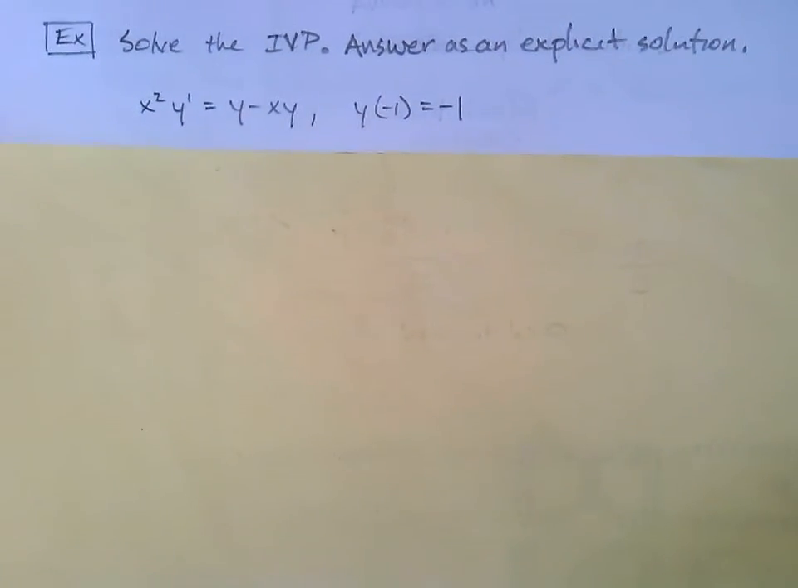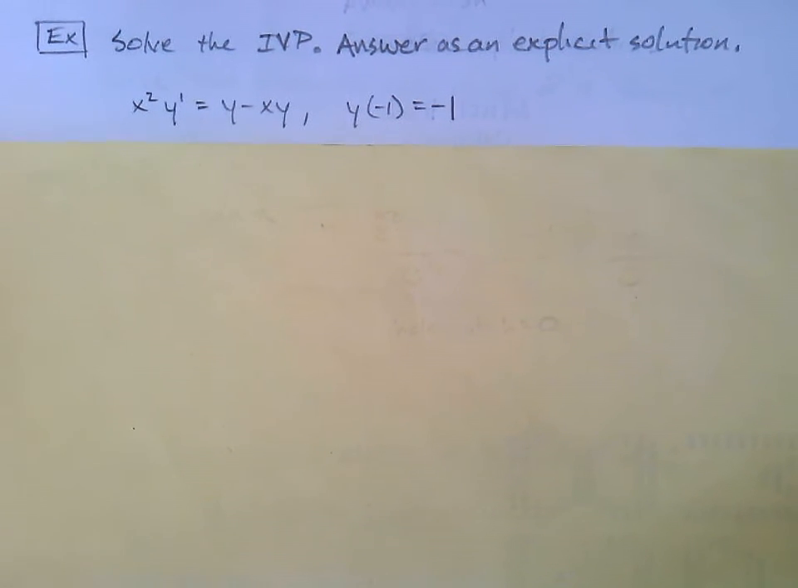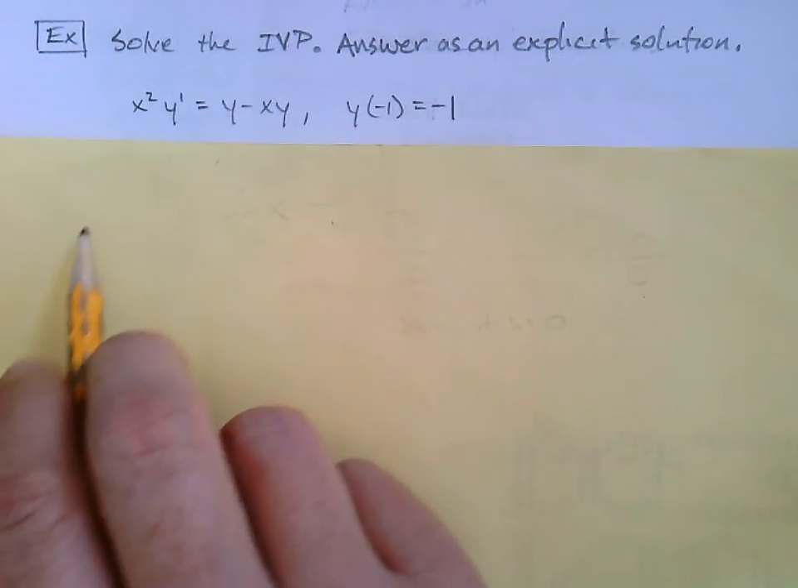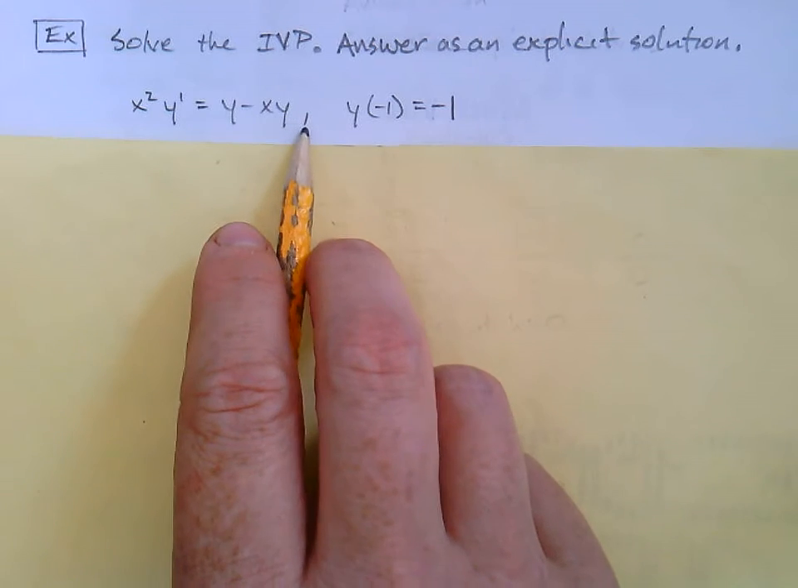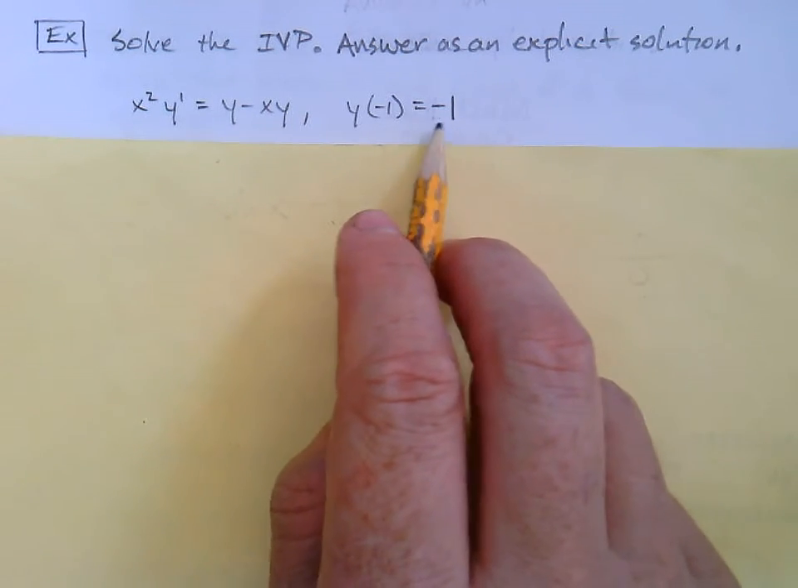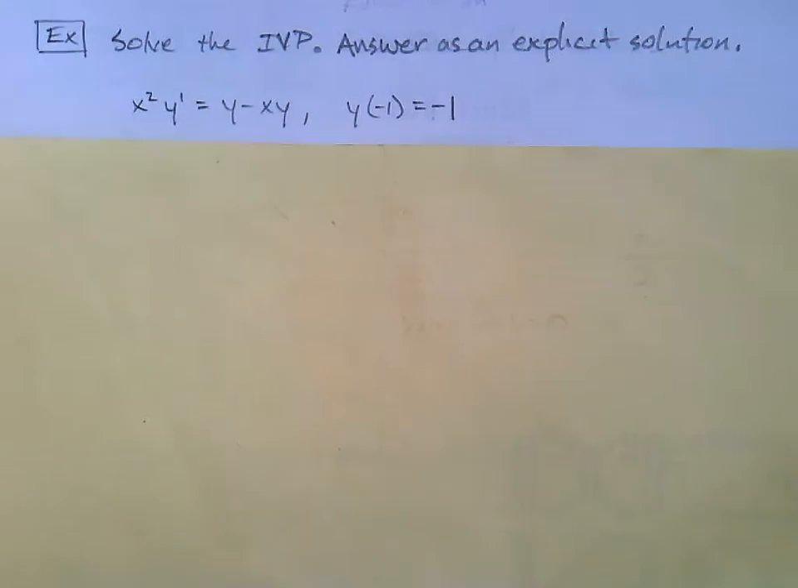Okay, let's keep going. As a matter of fact, here we go. This example asks us to solve the IVP. Remember, that's the initial value problem. And we will answer as an explicit solution. Now, this is the way differential equations and their initial conditions are usually presented. So we've got the differential equation here, comma, and we've got an initial condition right there, which will help us solve that IVP.